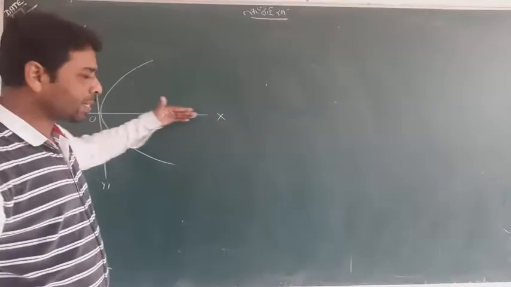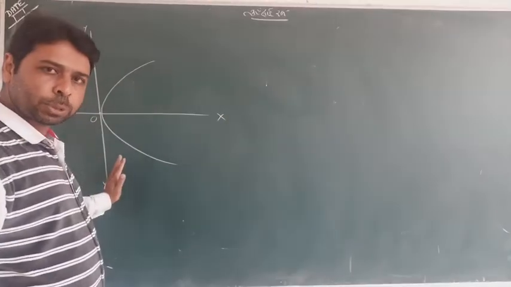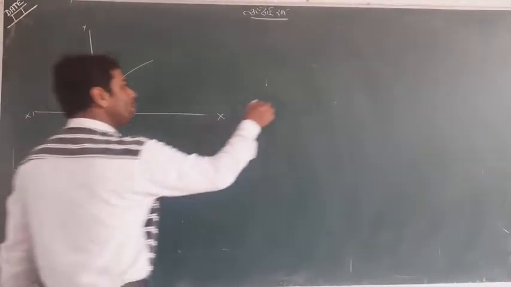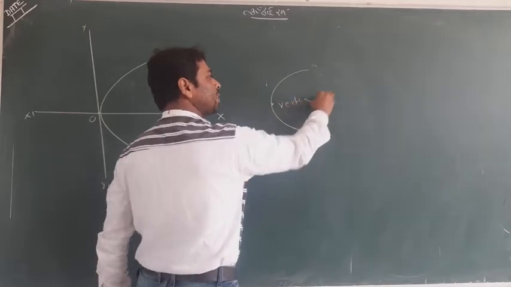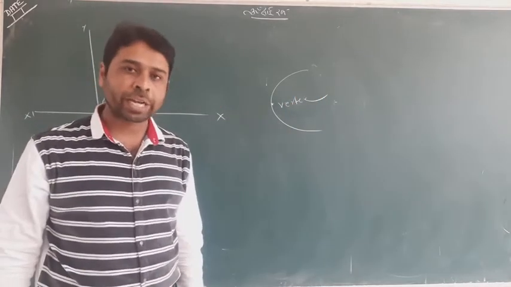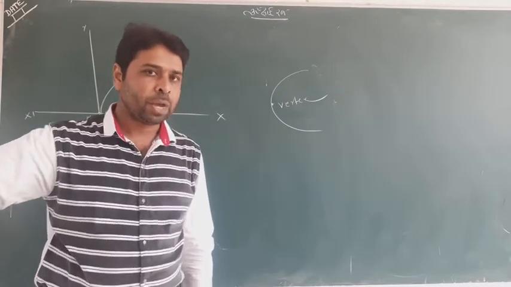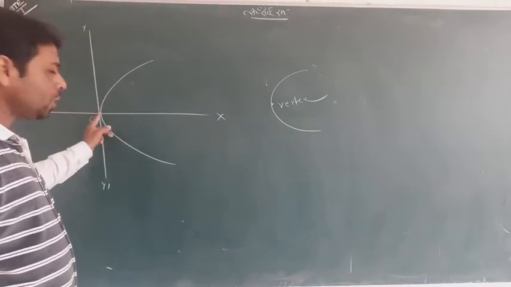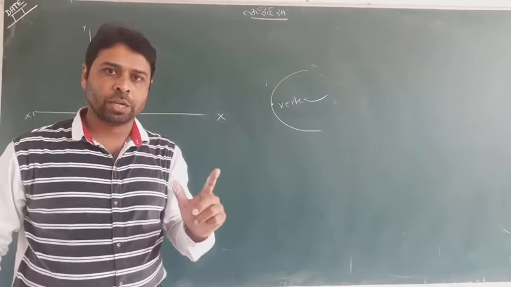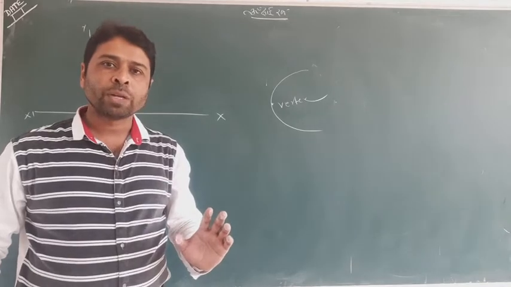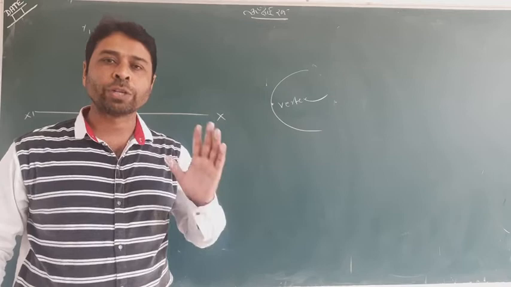This is along the x-axis, on the right side of the y-axis. The point where it actually turns is called the vertex. This is called the vertex of the parabola, where it turns itself. So this is a parabola that turns from the origin, meaning the origin is its vertex. So we are looking for certain parabolas whose vertex is the origin point.